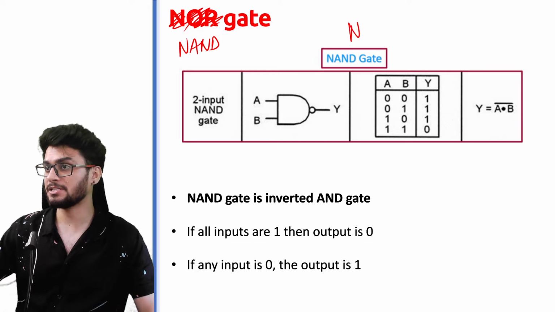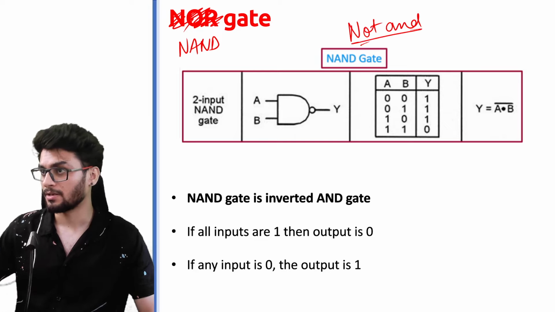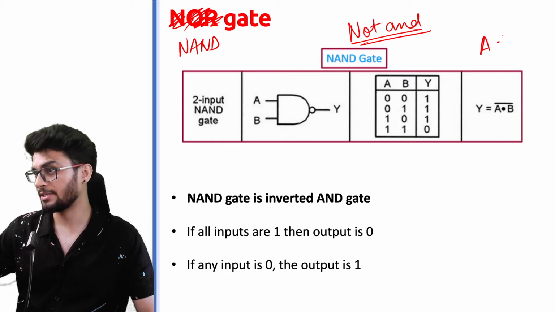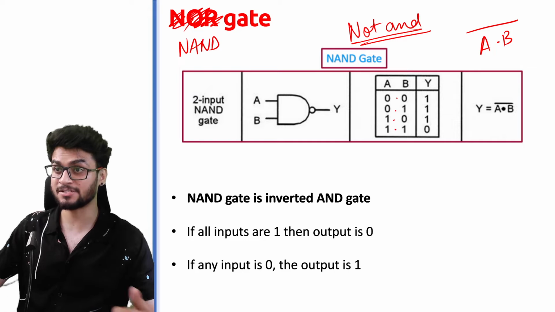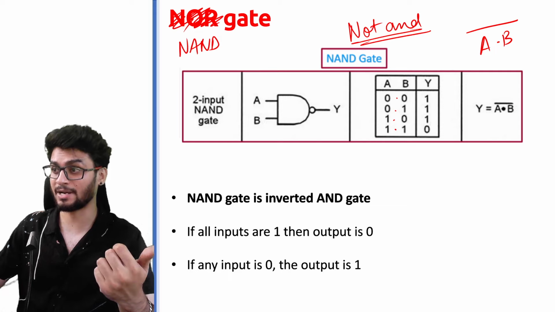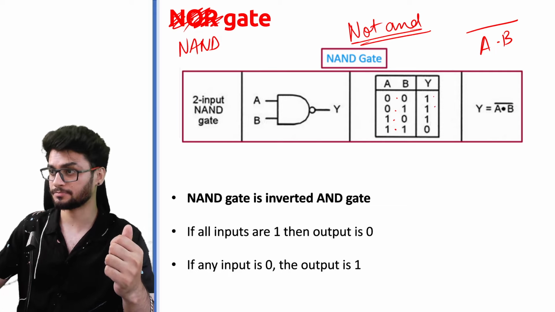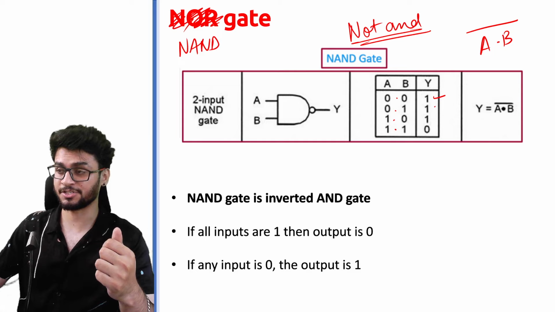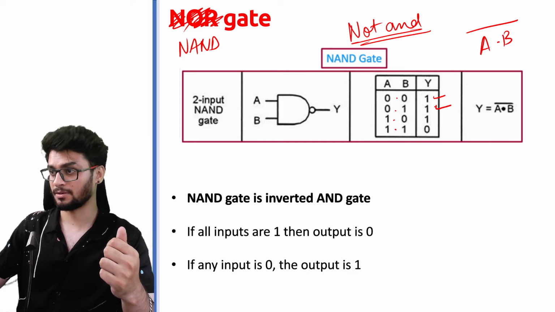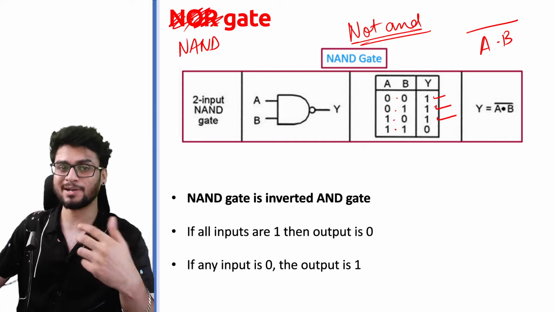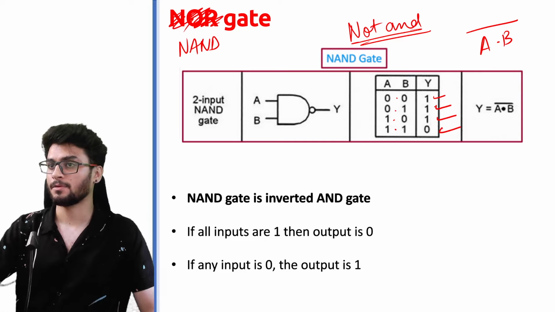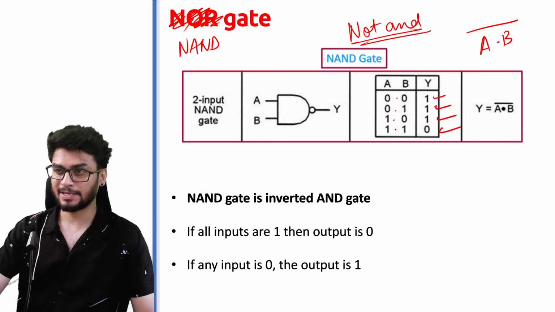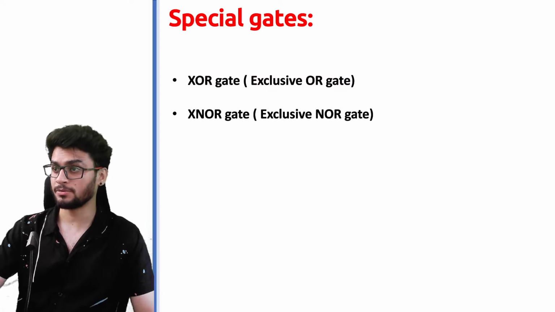Again, NAND gate means NOT AND. आपका जो A into B है, ये इसको invert कर देता है. Similarly, let's look at this. 0 into 0 is definitely 0, but since we are using a NOT AND, हम लोग AND answer invert करते हैं, so it becomes 1. 0 into 1 is again 0, but inverting it gives us 1. Same here. And AND में 1 into 1 is 1, but inverting it gives us 0. So we have also covered the universal gates, basic NAND and NOR.